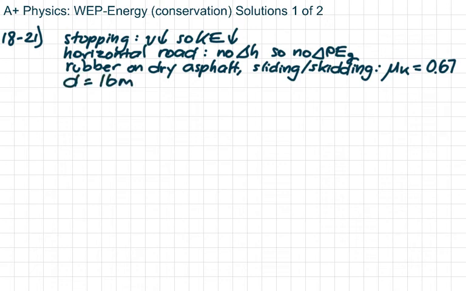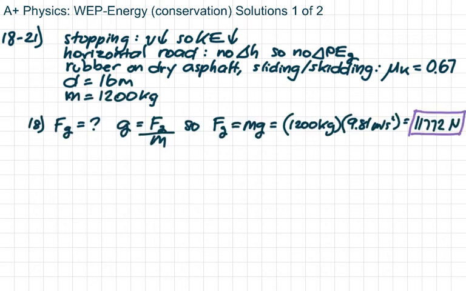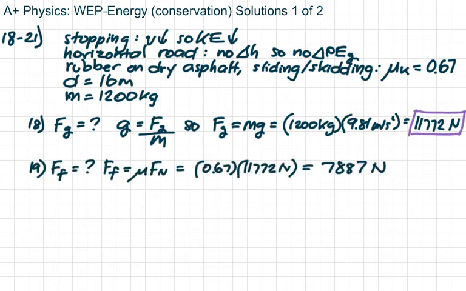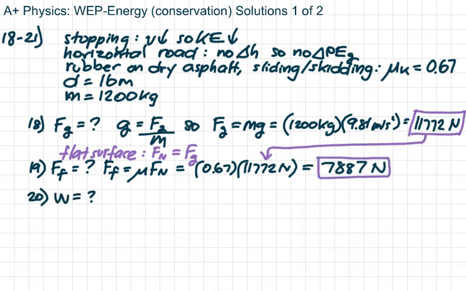The car skidded for 16 meters and the mass of the car is 1,200 kilograms. Now 18 wants the weight of the car. We just do a simple weight equals mg and we get 11,772 newtons. So 19 wants the friction force. I know that's mu times the normal force. Thankfully, I looked up mu already. I had a feeling I would need it. Now, normal force, remember, on a flat surface, the normal force equals the weight. So that 11,772 that we got for the weight, we can put in for the normal force. It gives us a friction force of 7,887 newtons. I'm not rounding for sig figs, whatever.